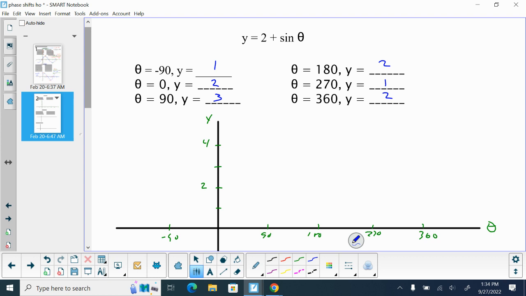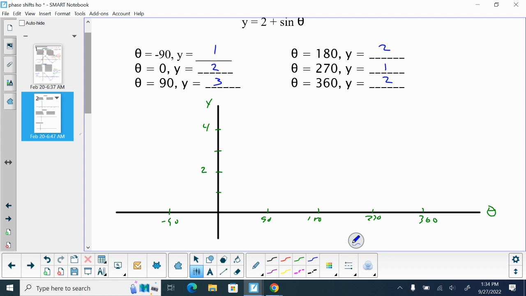And our values should be 1, 2, 3, 2, 1, 2. So if we take a look at our graph, when theta is equal to -90, we are at 1. When we're at 0, we are at 2. When we're at 90, we're at 3. When we're at 180, we're at 2. When we're at 270, we're back to 1. And at 360, we're back up to 2.